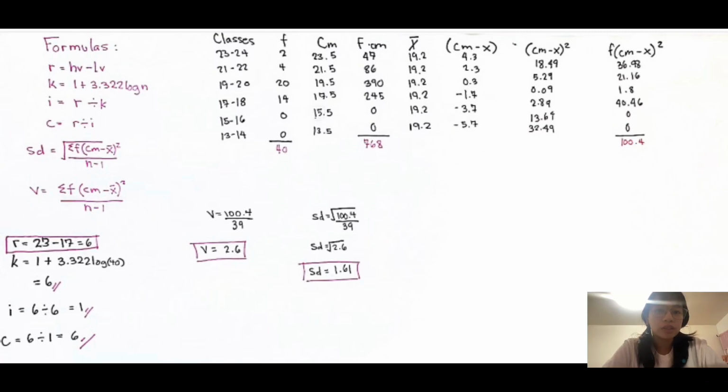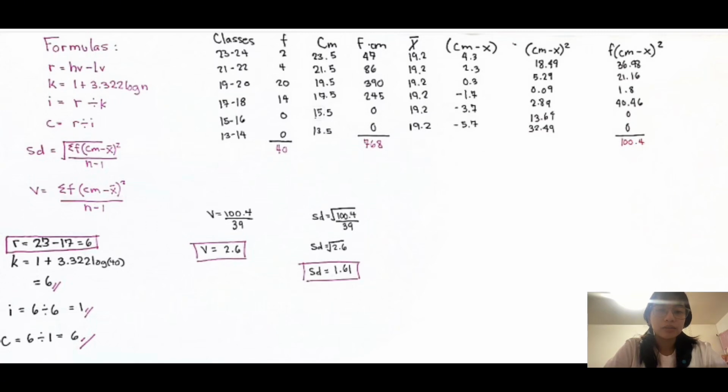So after you finish solving, you have to add them to find if your sample size is correct, that being equal to 40. So next, we have the class mark. The class mark is determined by the lower limit plus the upper limit divided by 2. So here we have 23 plus 24, and that equals 47 divided by 2. We have 23.5. So you do this to all classes and then add it all up, and you have 768.